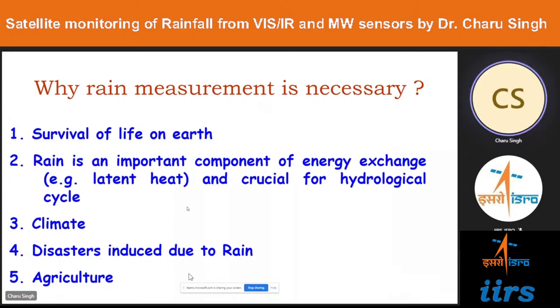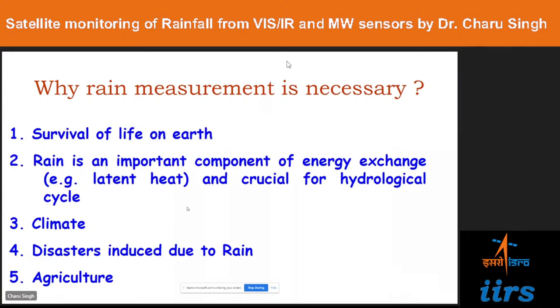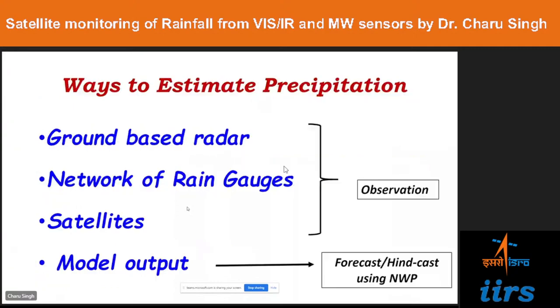Secondly, rain is an important component of energy exchange, and this is one of the crucial parameters for the estimation of the hydrological cycle. This is also an important parameter for the analysis of the climate change and its impact on various variables, disasters induced due to rainfall, and agriculture.